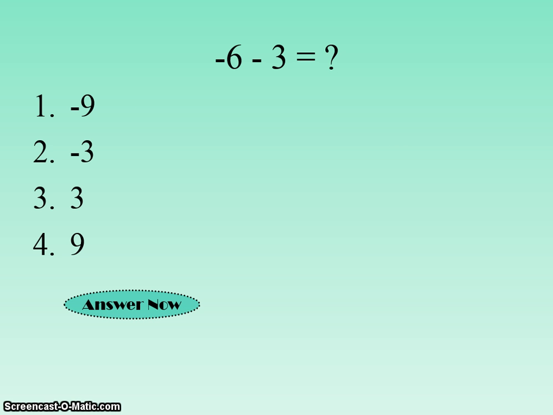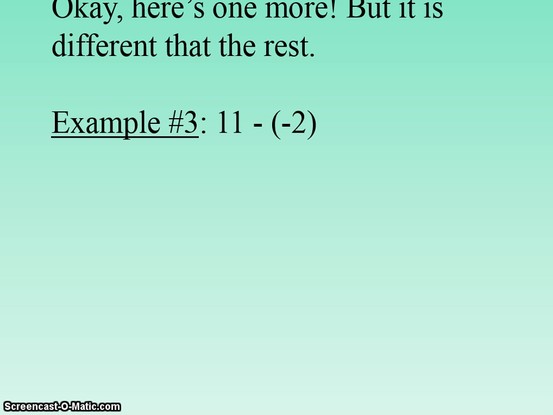Here's an example where the subtraction sign makes that a -3. So I have -6 and -3. I get -9. I have +5, -3. Signs are different. Subtract and take the sign of the larger, which is positive. Okay? Not that hard. Okay, here's one more.